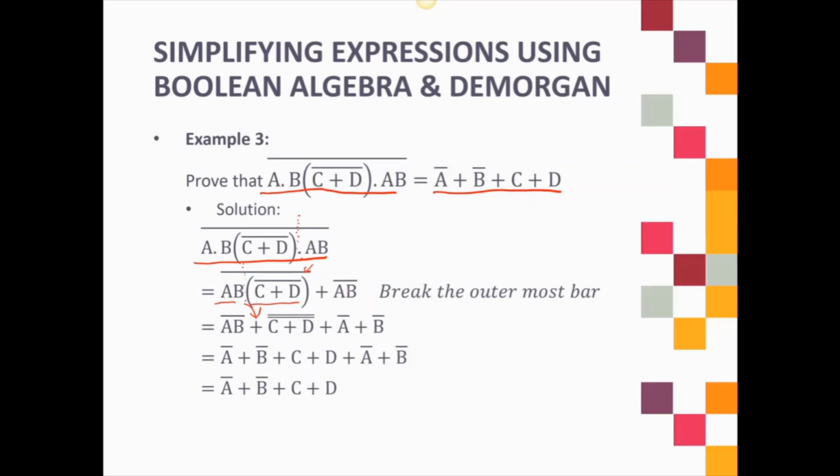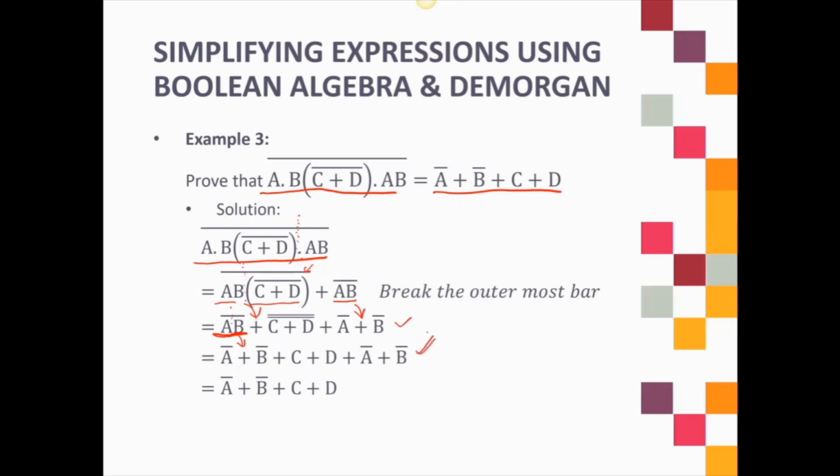And between A and B bar, we apply DeMorgan directly, and you will get plus here. Okay, so this is the next step. Okay, next is this step. In this step you apply DeMorgan to the first term, A and B bar. So you break the bar here, and the sign will change to plus.